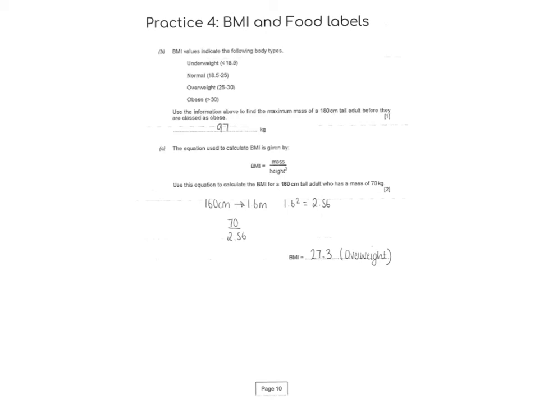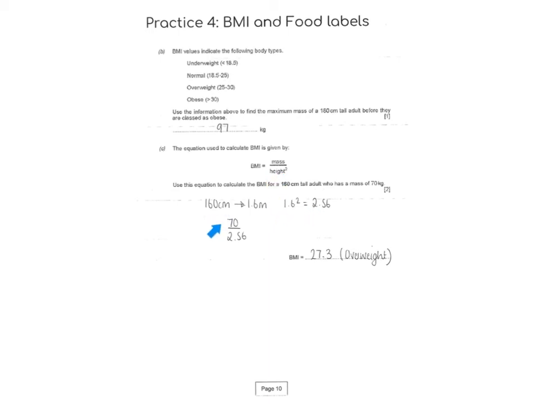Use this equation to calculate the BMI for a 160-centimetre tall adult who has a mass of 70 kilograms. So, first thing we need to do is convert our height into metres, because height is measured in metres, not centimetres. So 160 centimetres is 1.6 metres. Then I square my height, because height is squared, so 1.6 squared is 2.56.